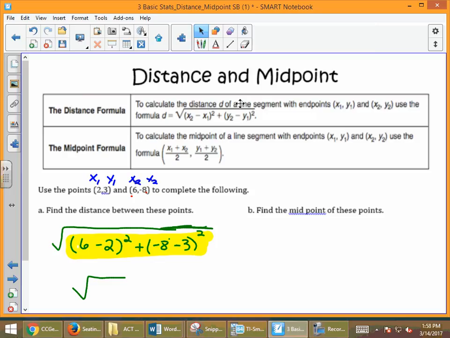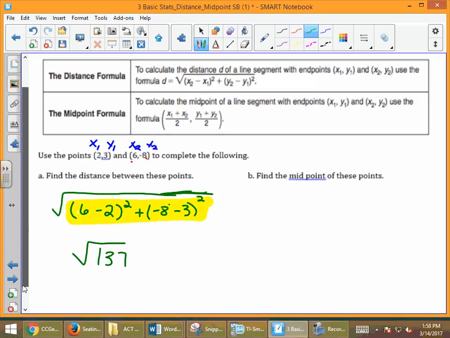What do we get? 137. Right? Just in case it asks you to leave it in simplest radical form, can we break down the 137 any further? No, 137 is a prime number. So that's it. Okay? If it asks to round, what do you get when you do the square root of 137?